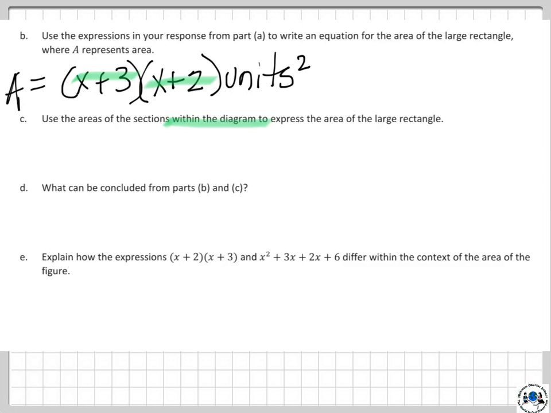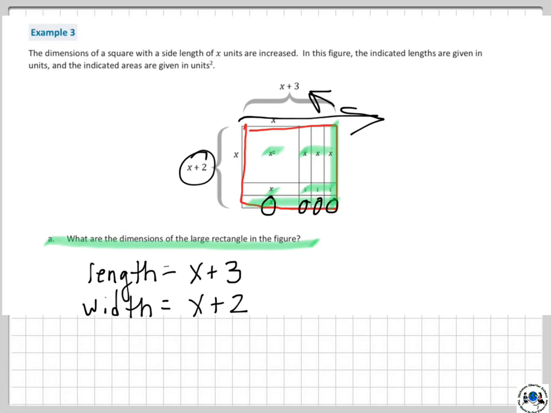Let me go back here, and let's just erase all this so we can make some sense out of it. So here was the x squared. Here is the 3x. Here is the 2x. And here are the 6. So that's where those came from.